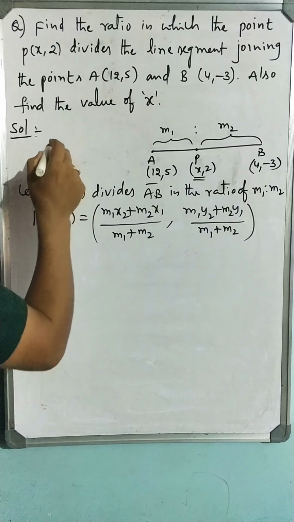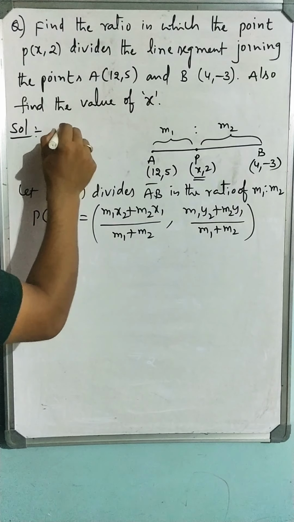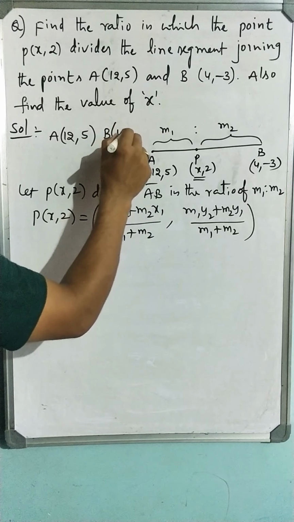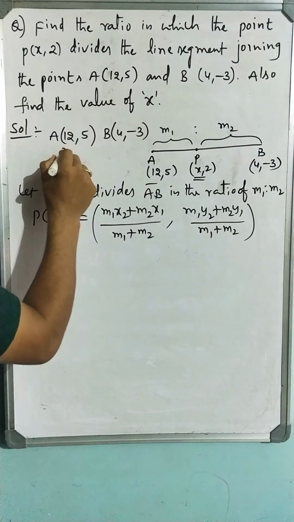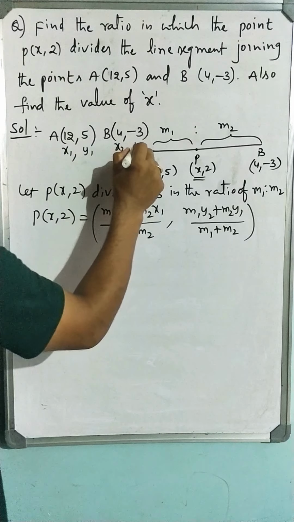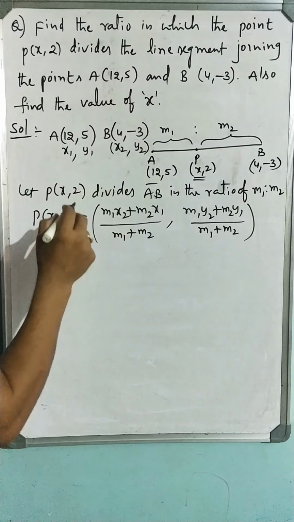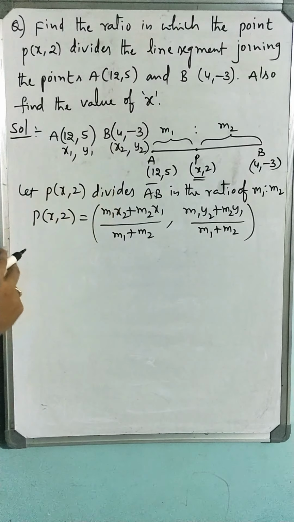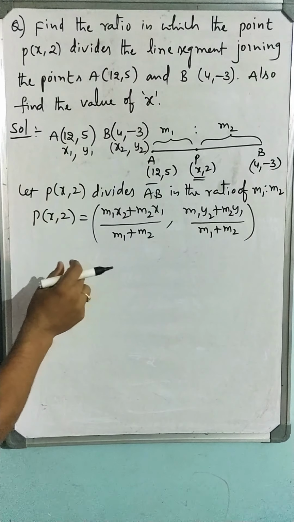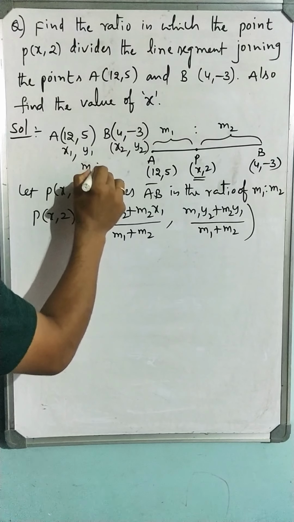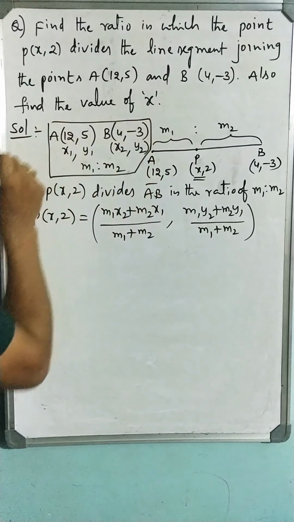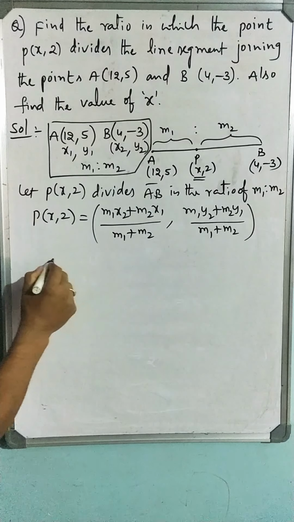So let me write for your understanding: (12, 5) are x1, y1 and the coordinates of B, (4, -3), are x2, y2. P is dividing this segment AB in the ratio of m1 is to m2. This will help us to substitute the values. So let us substitute here.